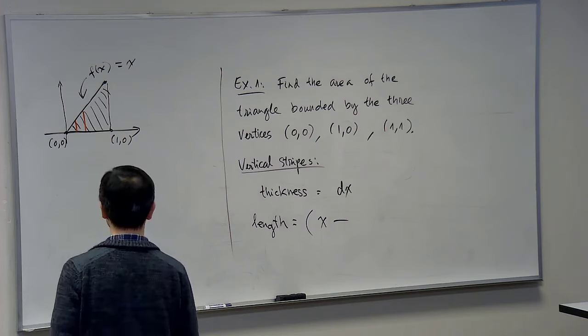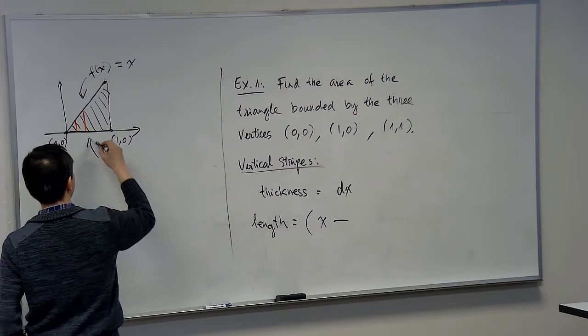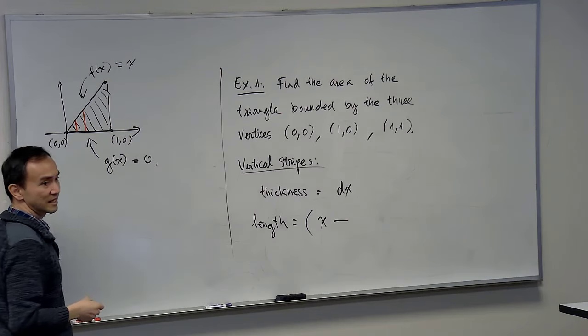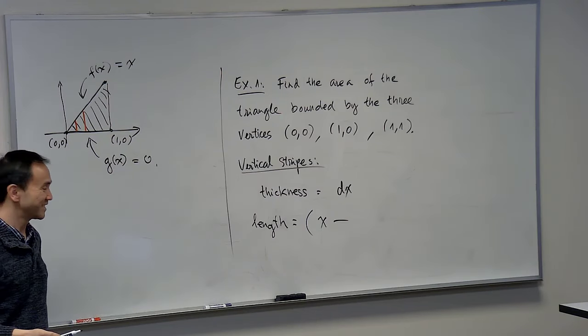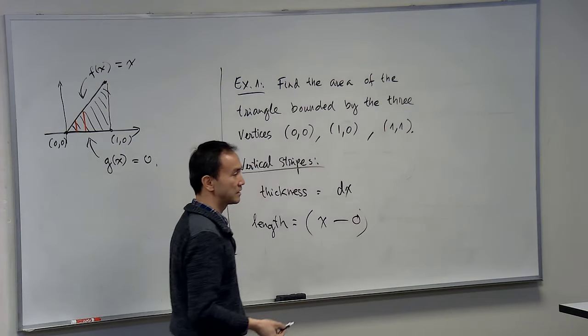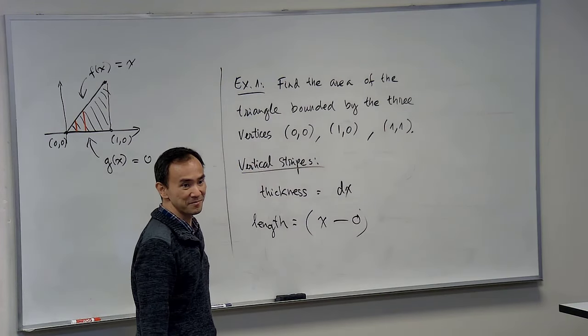You guys all following along with that? So the bottom curve right here, see? Make a note of that. g of x equals zero. That's the bottom boundary, right? So you've got x minus zero. That's the length of that. You know what I'm saying?